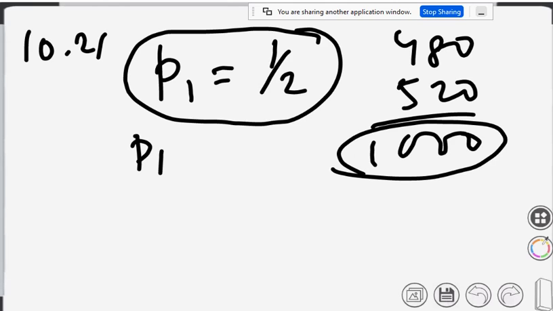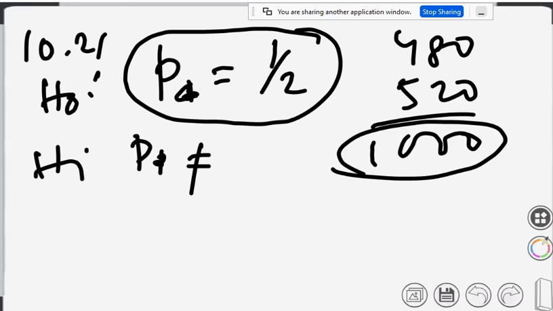Our alternate hypothesis is P not equals to half. Instead of P1 you should write P equals to half, and alternate hypothesis will be P not equals to half.